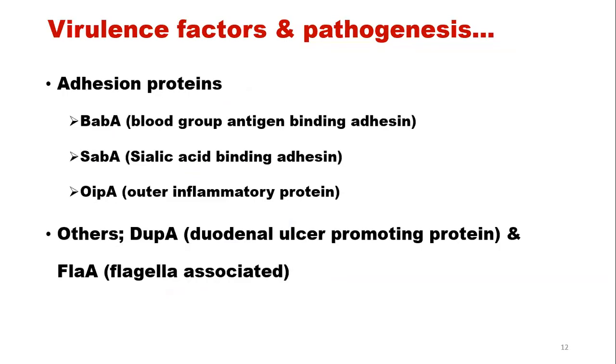Now, the various adhesion proteins that are required for the organism to colonize the stomach include the BabA, which stands for the blood group antigen binding adhesin, the SabA, which is sialic acid binding adhesin, and the OipA, the outer inflammatory protein. All these are recognized adhesion proteins associated with pathogenic strains of these organisms. There are other less studied adhesion proteins like the DupA and the FlaA.